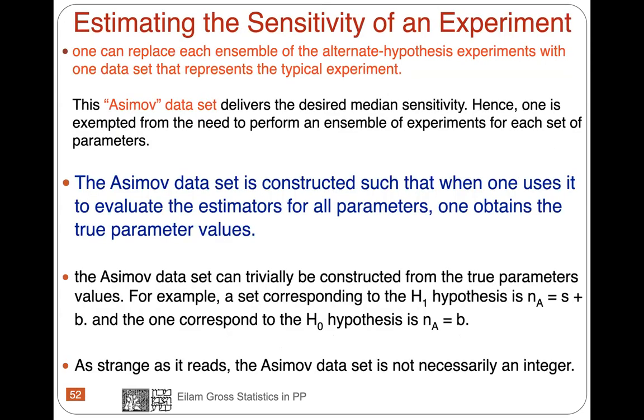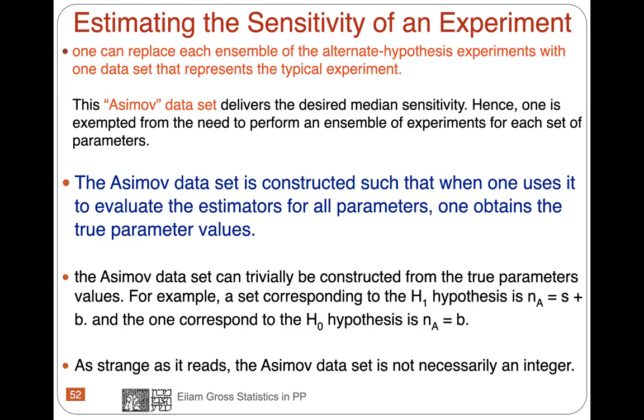So it tells you that one can replace a whole ensemble of a million alternative hypothesis experiments with one data set that represents the typical experiment, which will give you the median. This Asimov data set delivers the desired median sensitivity. So one doesn't need to perform an ensemble of experiments. Just generate one data set, build your test statistic on that one data set, and check what significance it gives you.